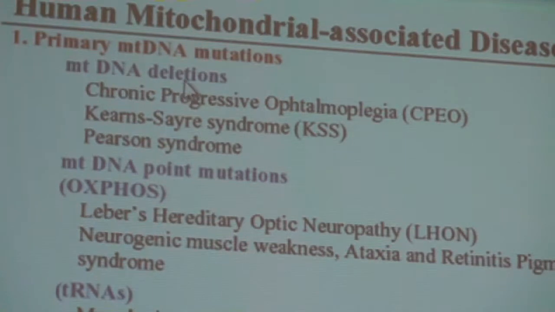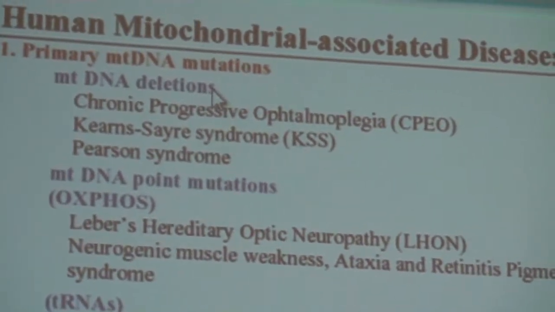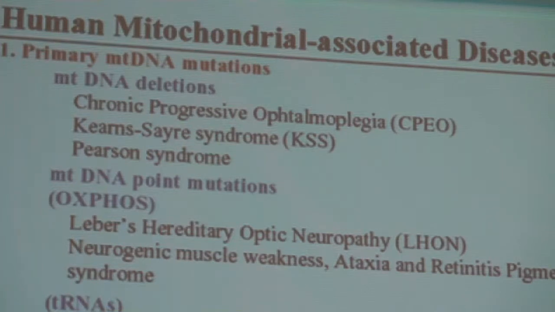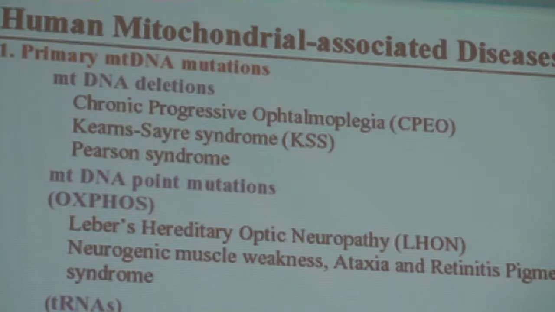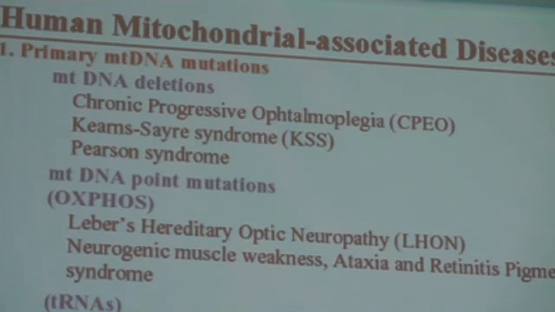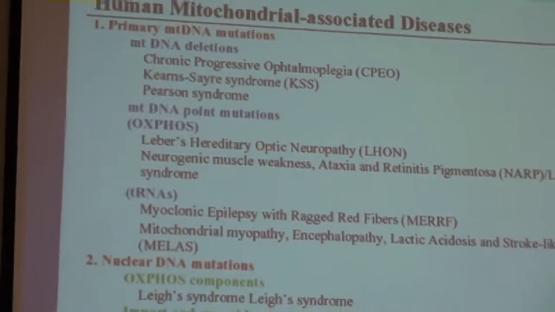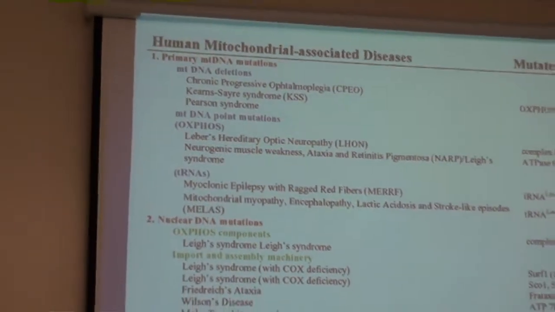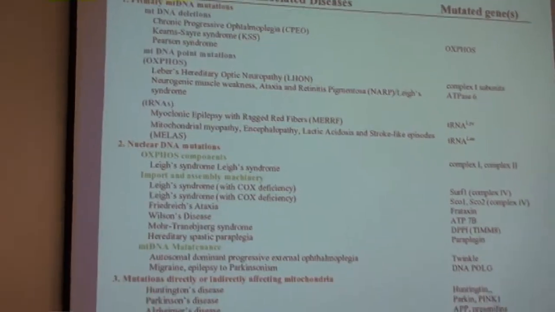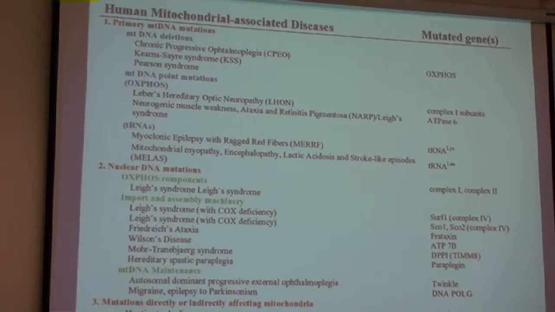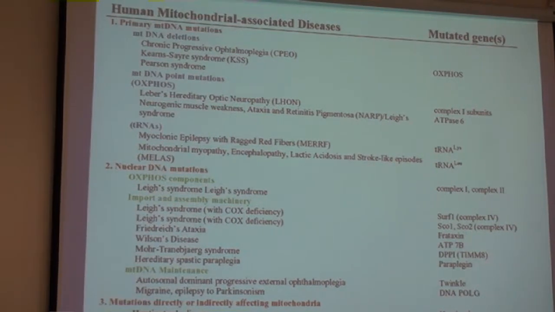Things that I want to point out: we have the primary mitochondrial DNA mutations versus the nuclear DNA mutations, versus those that indirectly affect mitochondria. And again, I guess many people know that many mitochondrial diseases are what's called threshold effect diseases. That means you might have a disease-associated mutation, but you might not present a phenotype. It's known that behind that, at least in part, for the mitochondrial DNA, is heteroplasmy, the idea that not all copies of the mitochondrial DNA contain the mutant allele.